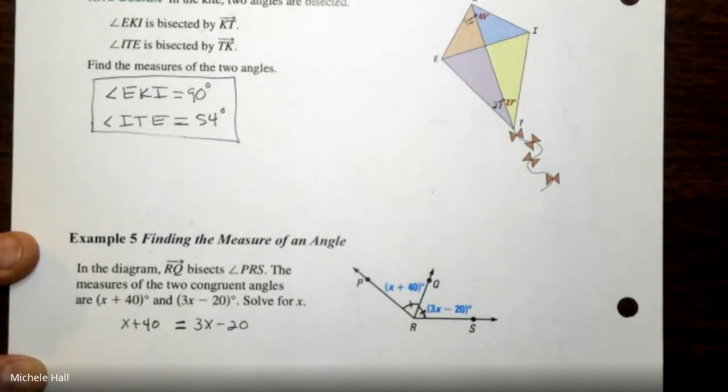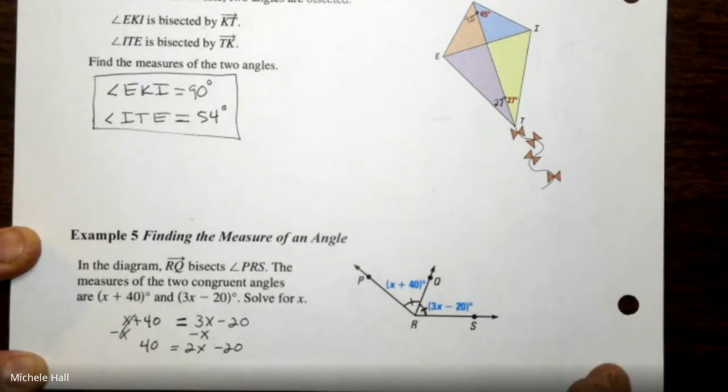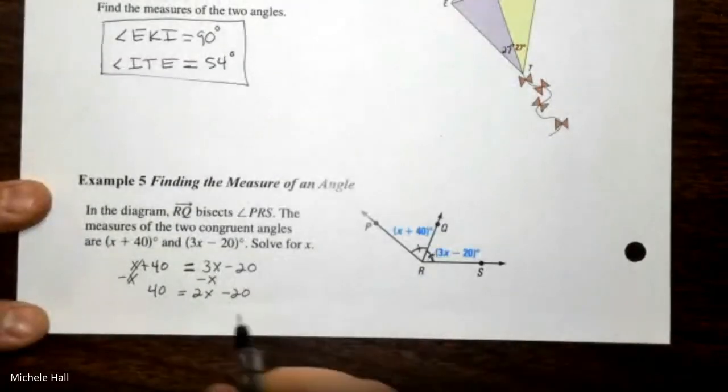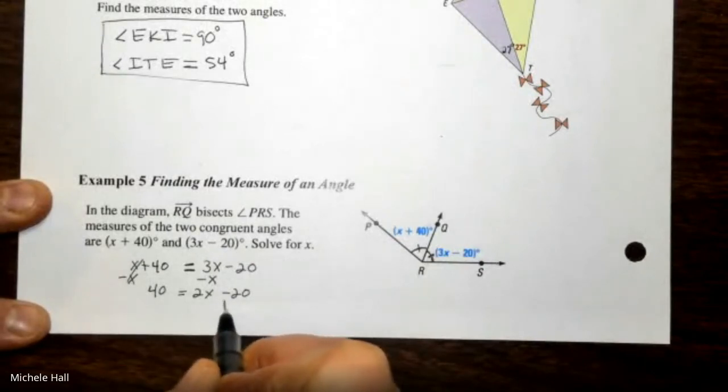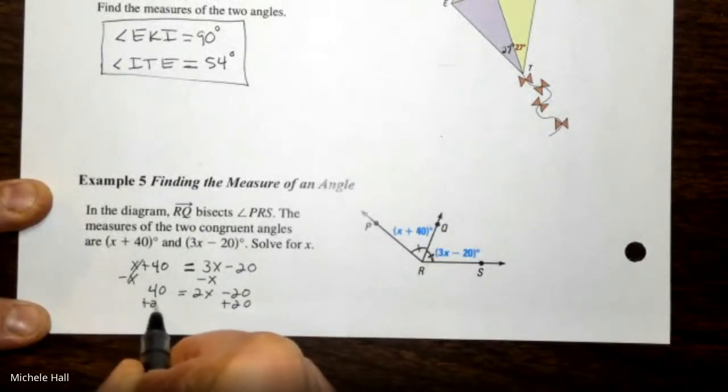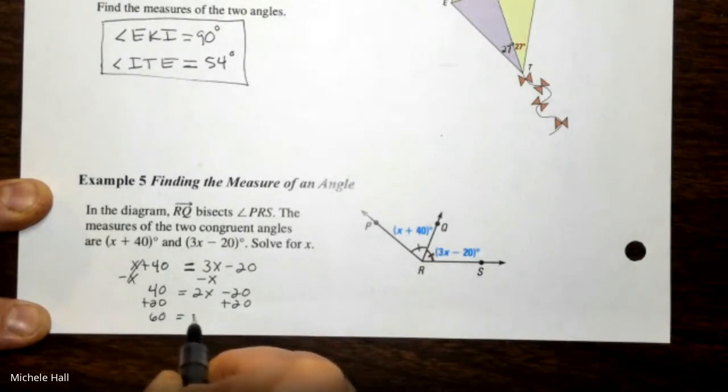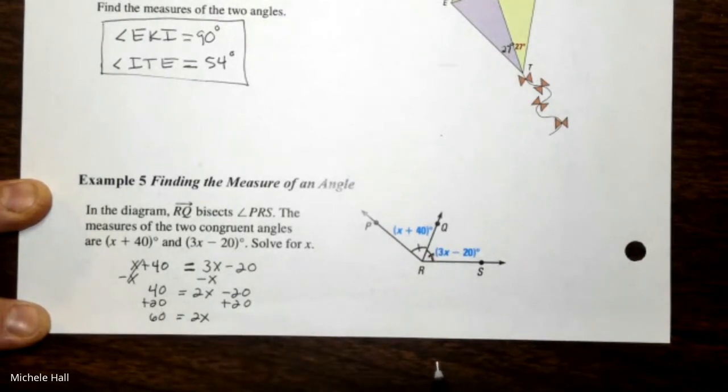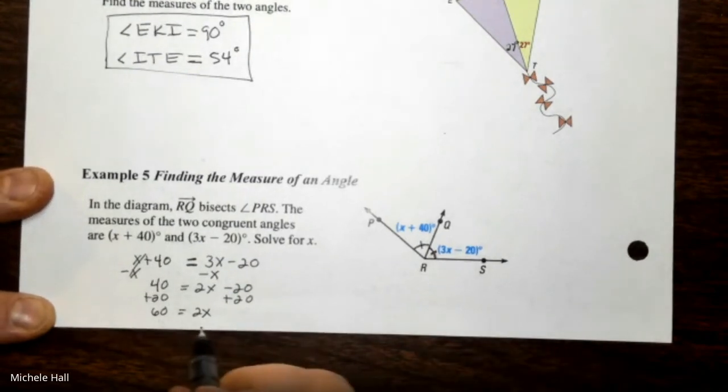I'm going to start by focusing in on my variable and combining those together. I'm going to move the smaller x over to the larger x. The opposite of positive x is negative x. 3x minus x is 2x. Now we have a two-step equation. I'm going to start shifting the negative 20 to the opposite side by doing positive 20. And finish solving for x. Divide both sides by 2. We get x equals 30.